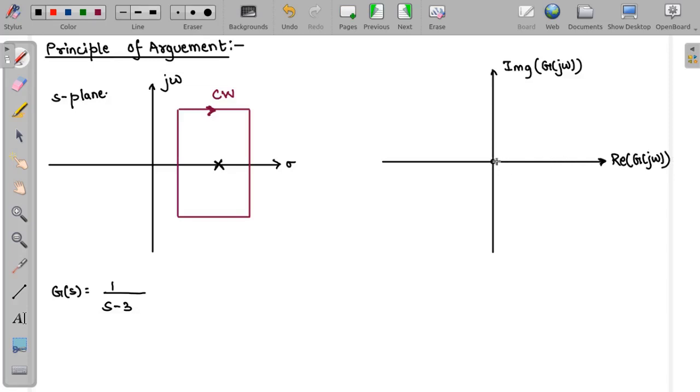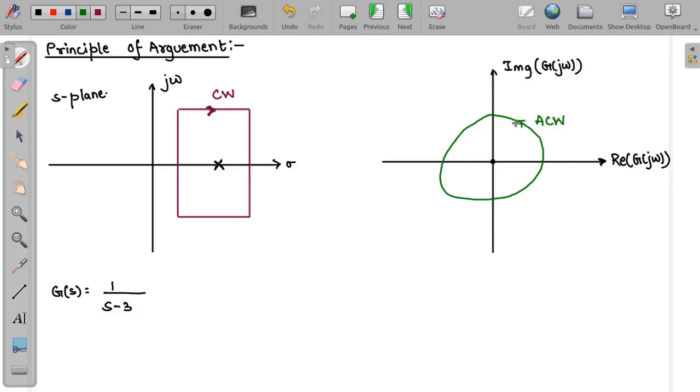So in the frequency domain, suppose in the S plane I enclose this pole in the clockwise direction. That means in the frequency domain this origin will be enclosed once. Why once? Because you can see here we have one pole. And the direction of enclosure will be opposite to that what we have seen in the S plane. So here it was clockwise, so here it will be anti-clockwise.